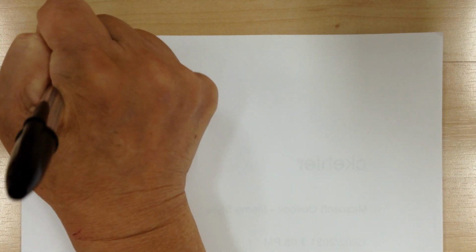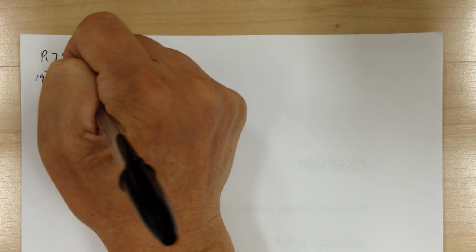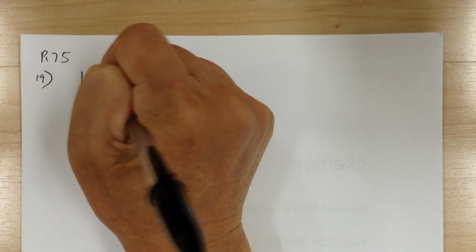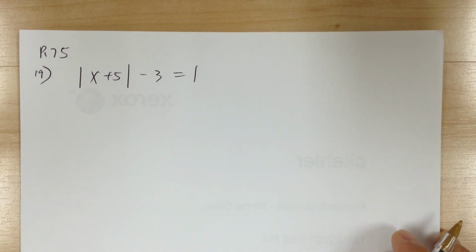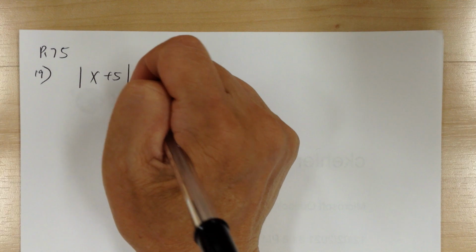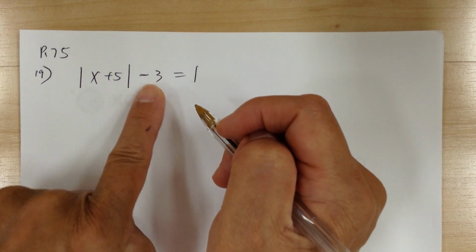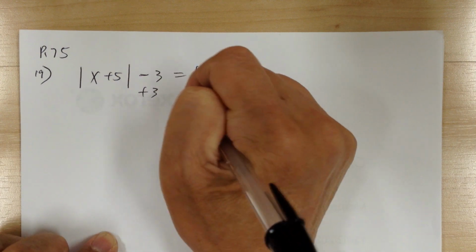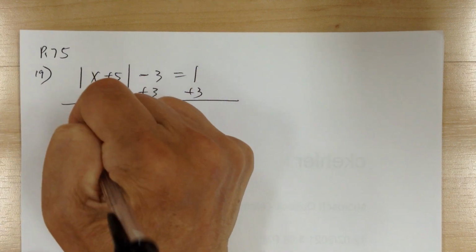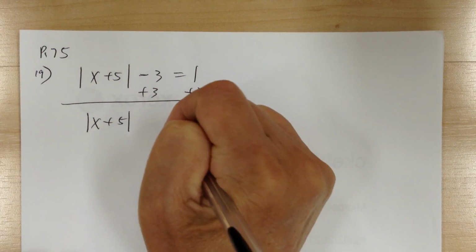Let's go to page 75 and let's go to number 19. Here you have the absolute value of x plus 5, minus 3, equal to 1. With absolute value equations, you need to isolate the absolute value. So you need to get rid of all the stuff outside. This is minus 3, so you have to plus 3 on each side. So you have the absolute value of x plus 5 is equal to 4.